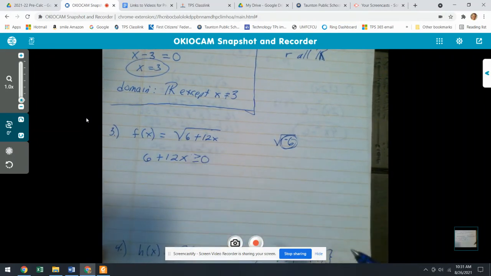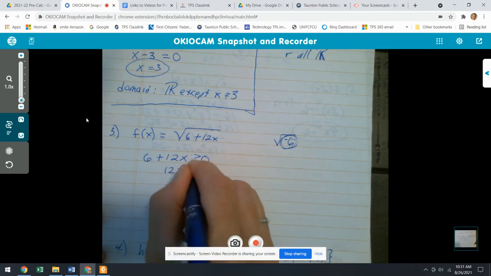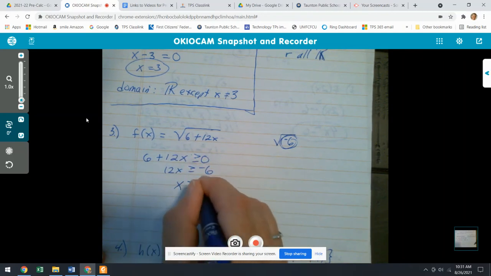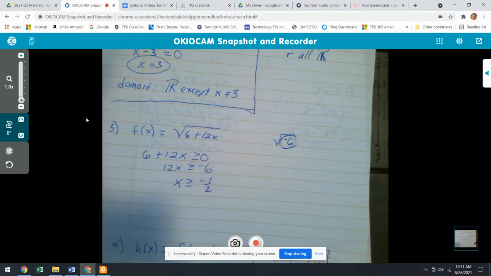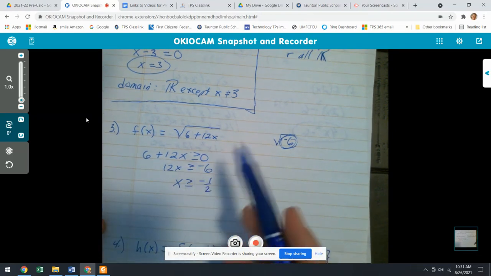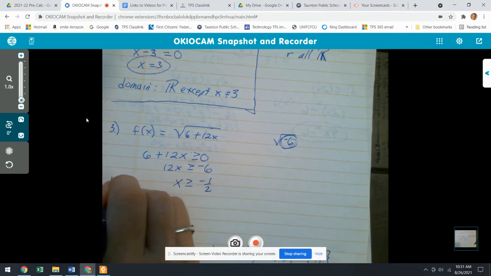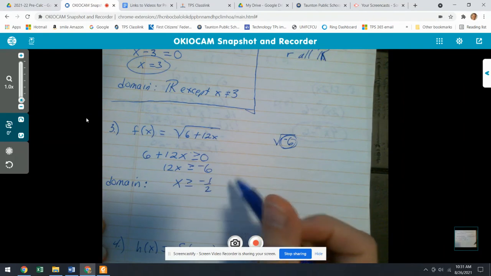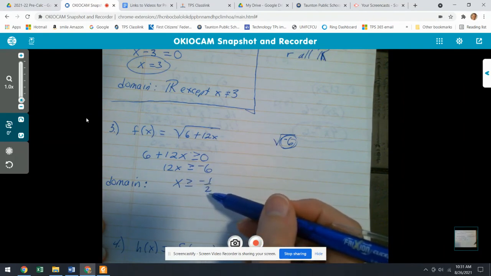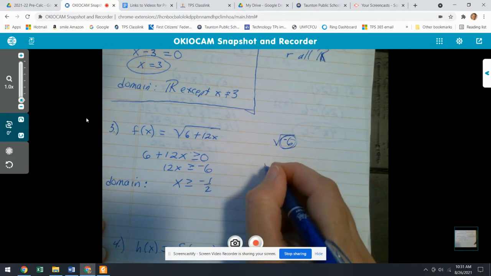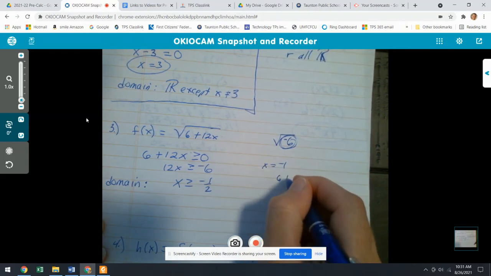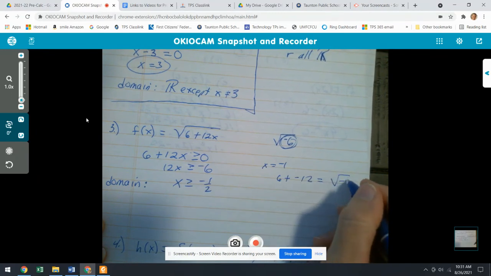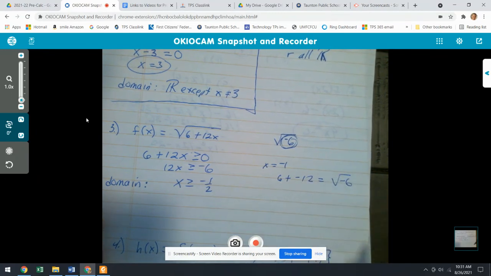So then all we do is just solve this. So if you minus 6, x has to be bigger than -1/2. So this is your description for the domain. So for the domain on this one, x has to be bigger than or equal to -1/2. If you picked, say, -1, let's just double check that. If x equals -1, we're going to get 6 plus -12, and that would give us a square root of -6. Oops, I forgot to multiply.